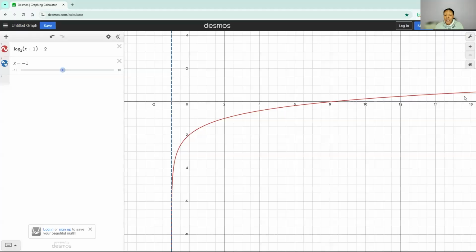My range, however, is not restricted. I don't have any type of asymptote. So if I straighten this graph out all the way down and all the way up, it can go on forever. I read a graph from left to right and from bottom to top. So this would be negative infinity to positive infinity.